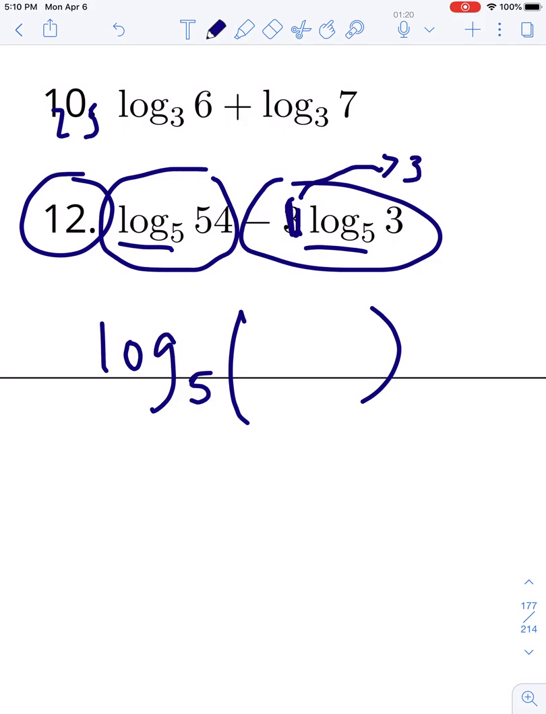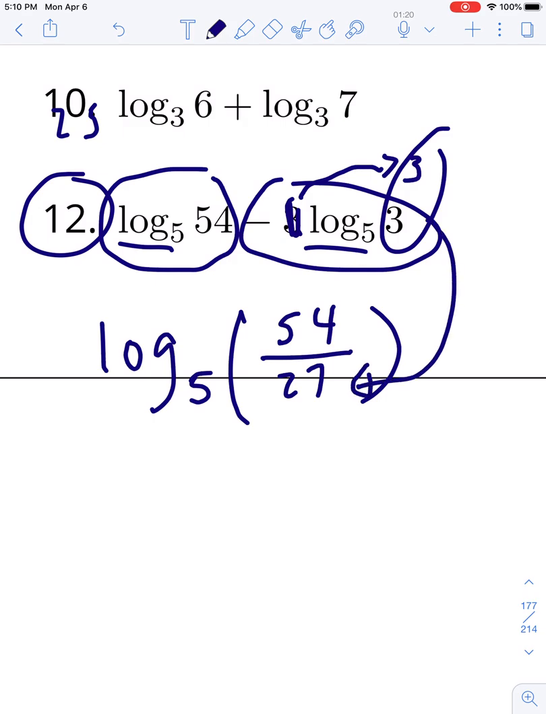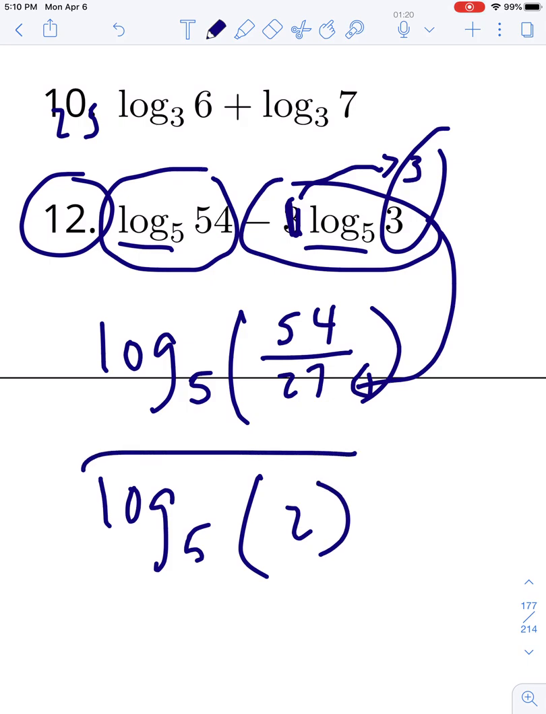And then I can combine the two arguments. This is 54 since it's a positive log on top. And since this is a negative log, I'll put 3 to the third on bottom. 3 to the third is 27. So this value is 27. And then I can simplify it a little bit more and get to log base 5 of 2. There's number 12.